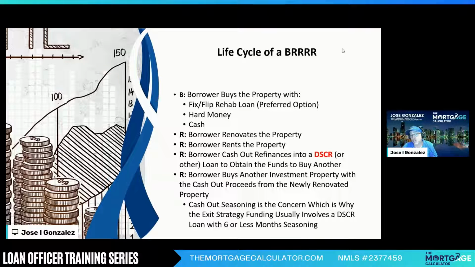The hard money loans may allow you to buy it with a hard money loan, but then you're probably going to have to come to us and refinance your hard money loan into a fix and flip loan to get the money to renovate, because we definitely do not recommend that you use your credit cards to renovate these properties. And I know sometimes you say, it's only $20,000, it's only $30,000, but you put $30,000 onto your credit cards and your credit score is going to go from 720 to 620.